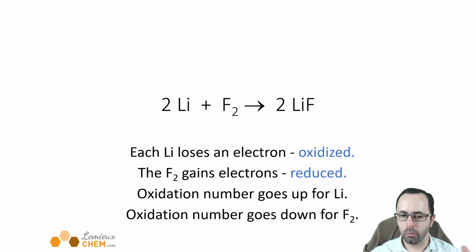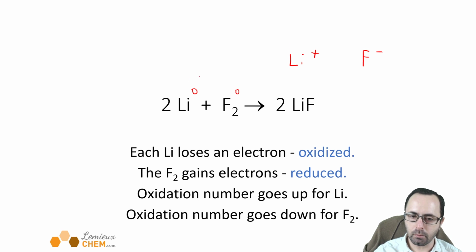So here's an example. Here we have a metal atom with 0 charge, and we have nonmetal atoms also with 0 charge. But then they make an ionic compound. We should break this apart and look: what are the ions in here? There's a lithium ion in this ionic compound. It's +1. And there's a fluoride ion. It's -1. And so here, the lithium lost its electron to make a positive ion.